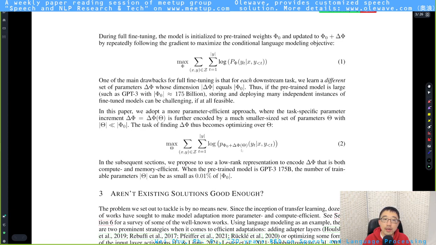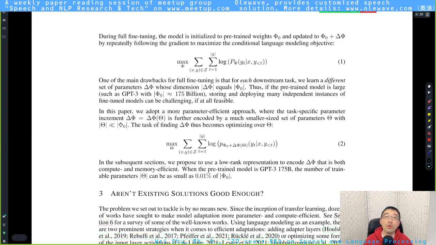And it turned out you can further represent delta phi as a function of theta, where theta is the actual amount of parameters you have to tune or learn. Like they mentioned, originally phi zero is about 175 billion, and delta phi has the same size as phi zero. But if you can get delta phi as a function of theta, and the number of parameters in theta is very much smaller than phi zero, then the problem is resolved.